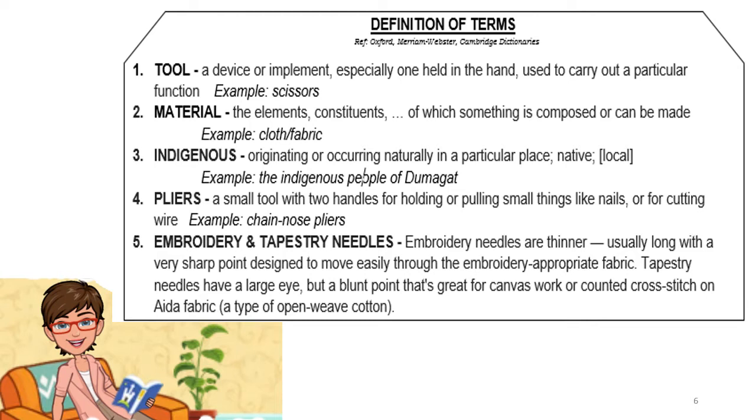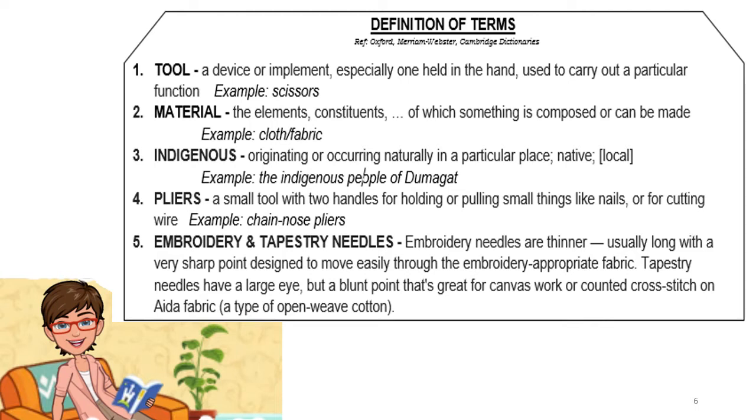Number 4, pliers. These are small tools with 2 handles for holding or pulling small things like nails, or also for cutting wires. Example, chain nose pliers.